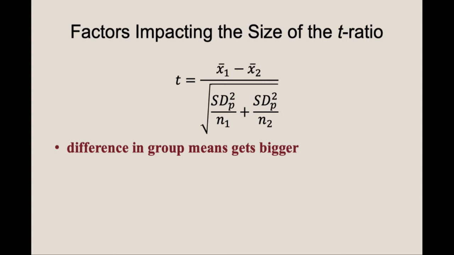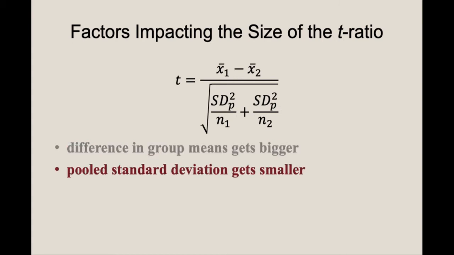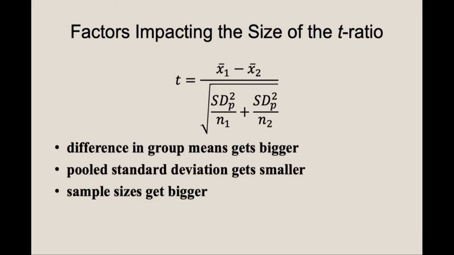Before we proceed, there's one thing worth exploring. What factors make the t-ratio get bigger? Of course, the t-ratio is a fraction, and fractions get bigger if the numerator gets bigger or if the denominator gets smaller. So the three things that will make the t-ratio get bigger are if either 1, the difference in group means is bigger, 2, the pooled standard deviation gets smaller, or 3, the sample sizes get bigger. Now it's important to note that the first two affect the effect size, but the sample size is not part of the effect size calculation, so it actually has no impact on the effect size.